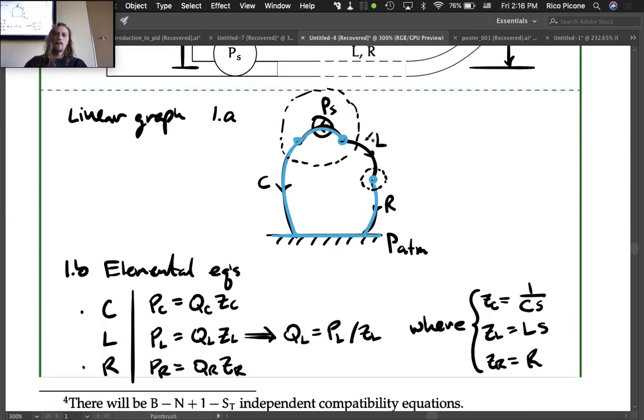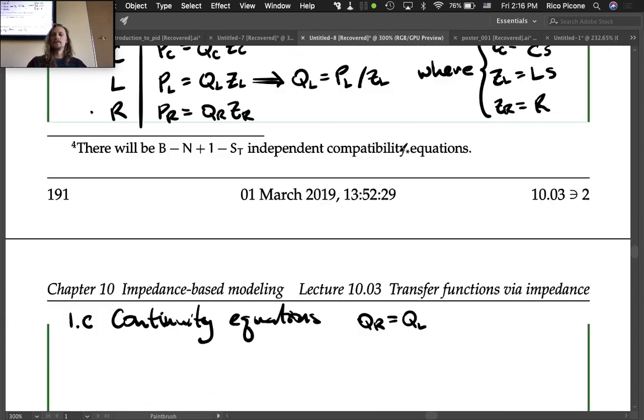And we could draw this contour for the C element, which gives us that QC is equal to negative QL. QC equals negative QL.